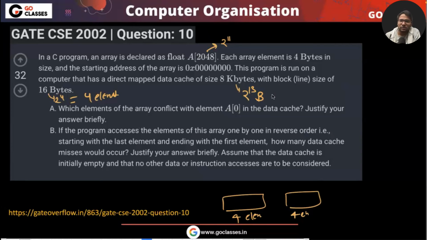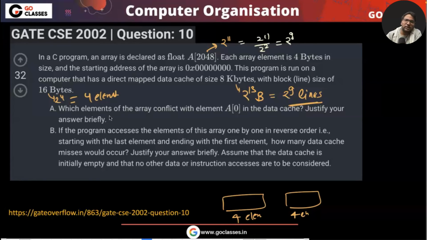What is the size of the cache? 2 power 13 bytes, divided by 2 power 4, which means you have 2 power 9 lines. Okay. And the array will be containing how many lines? 2 power 11 elements, and each line can contain 4 elements. So 2 power 11 upon 2 power 2 is 2 power 9. Yeah, the array will also contain 2 power 9 lines.